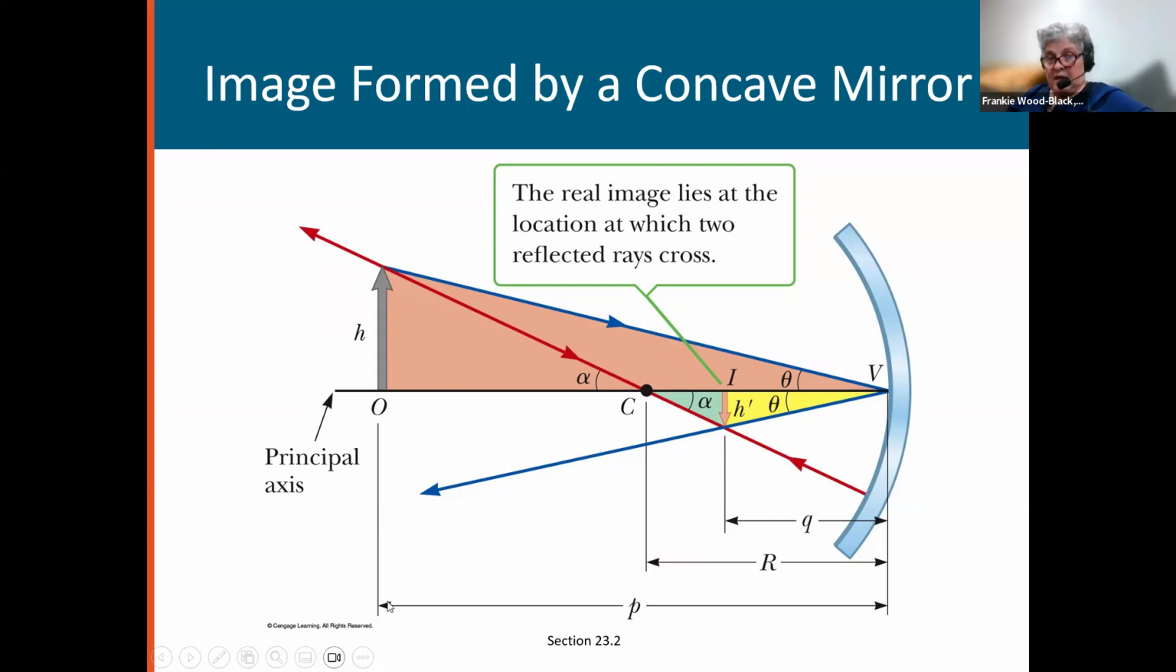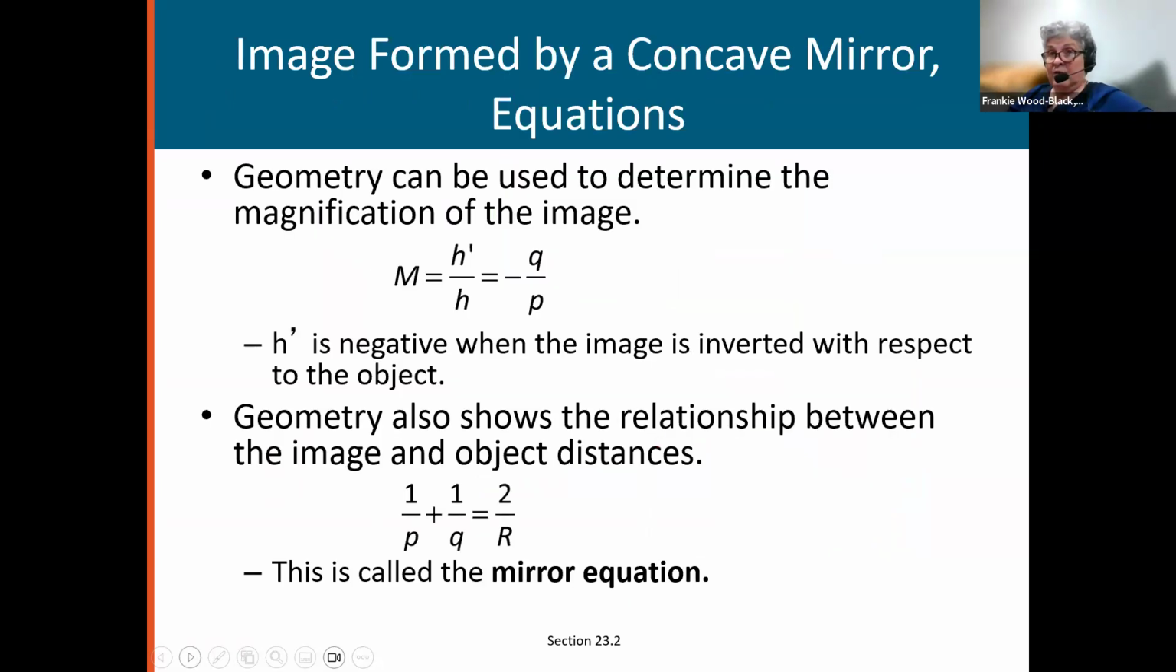This is my P from my object to the mirror. And this is my Q from my image to the mirror. And this is my radius of curvature. Again, I encourage you to go through and really, really look at those worked problems.